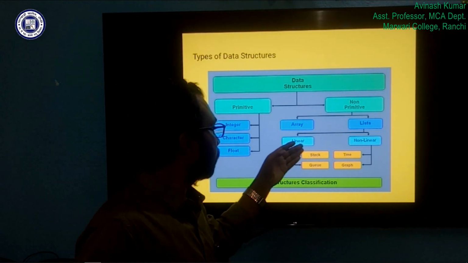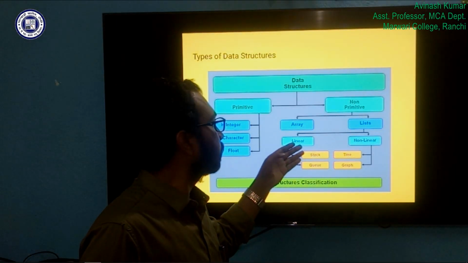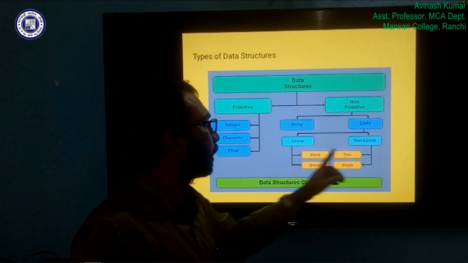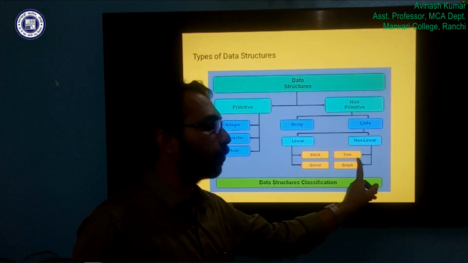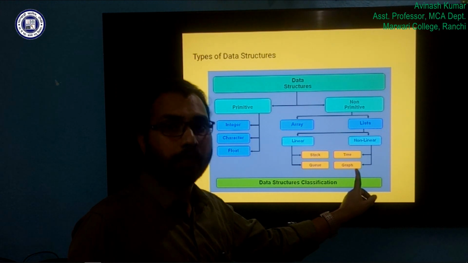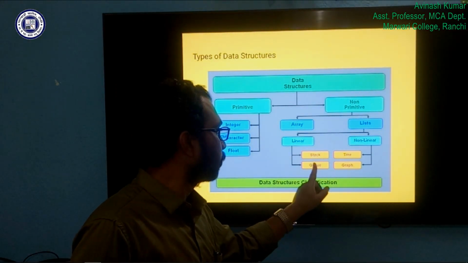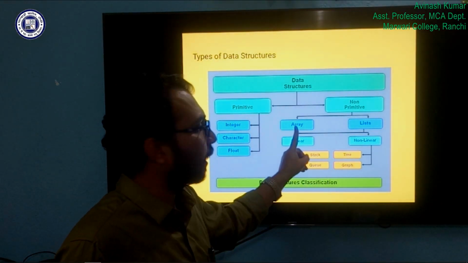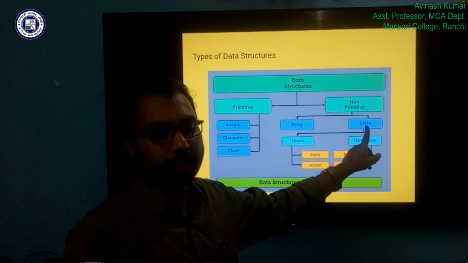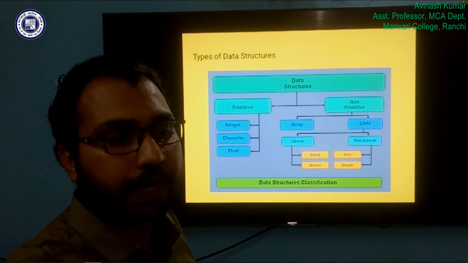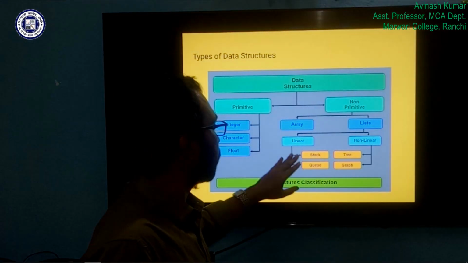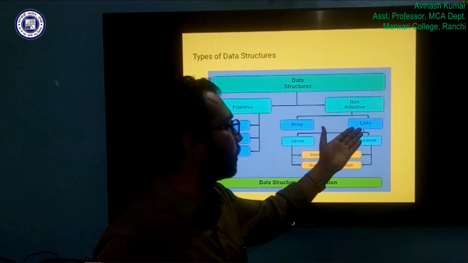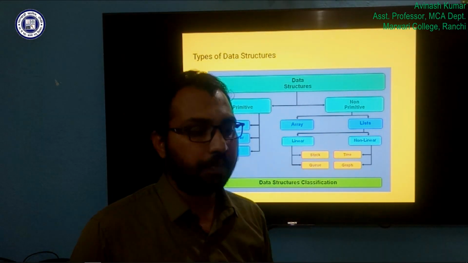Here we have classified the linear lists as stack and queue, and non-linear lists as tree and graph. However, this stack, queue, tree and graph can be implemented using both an array as well as a linked list. If they are implemented using an array, they are known as static data structure, and if they have been implemented using a list or a linked list, they are known as dynamic data structure.